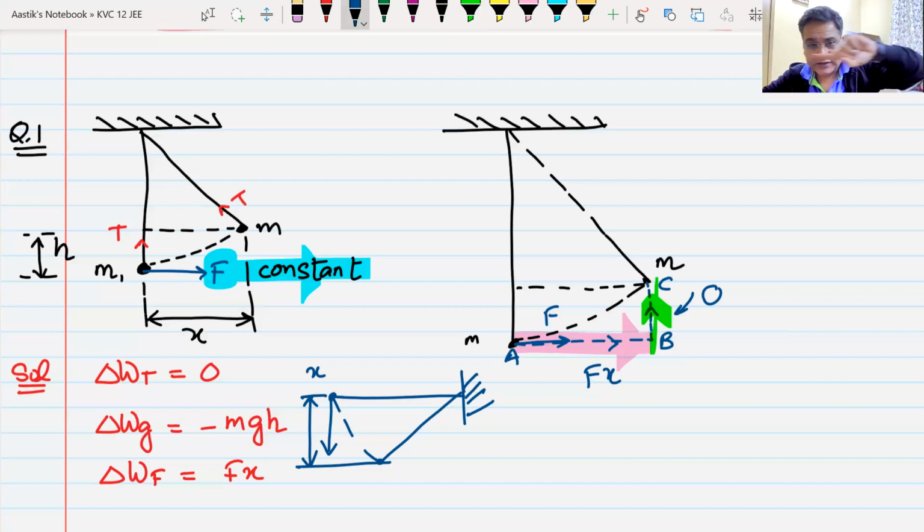Along the force, work done is F into x. If it's in the same direction, it is positive. If it is in the opposite direction, it is negative. Perpendicular to the force, it is always 0. Choose the easiest path. Do we understand this? Everyone? Yes, sir. Work done is 0 in the perpendicular direction, and in the parallel direction work done is F into x.